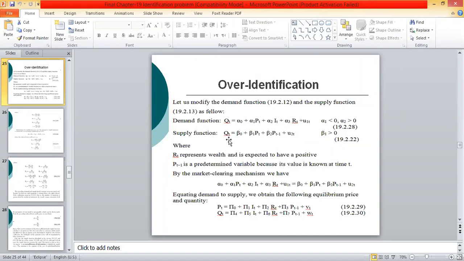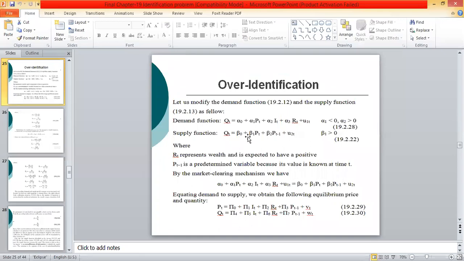But look at the second equation. The overall information remains the same, but the information about the supply function will change. In the supply function, we have only two endogenous variables, so small m equals 2. What will be the small k? Small k equals 1 here. That is, we have only one predetermined variable in the supply function, that is P_t minus 1.